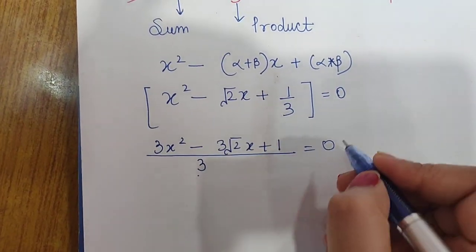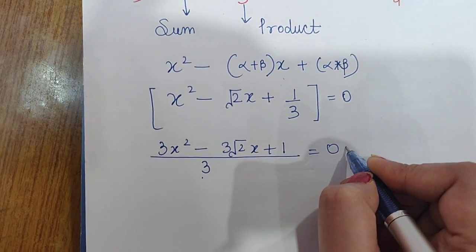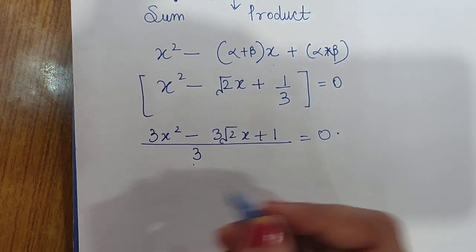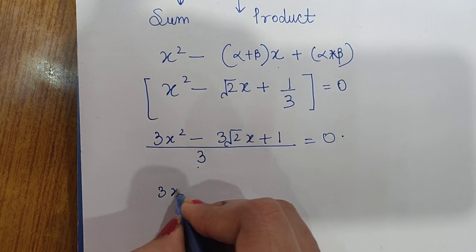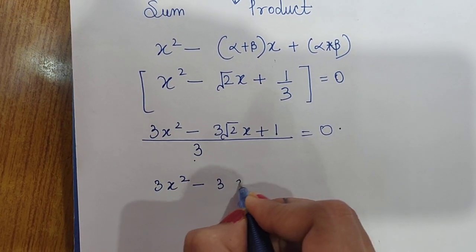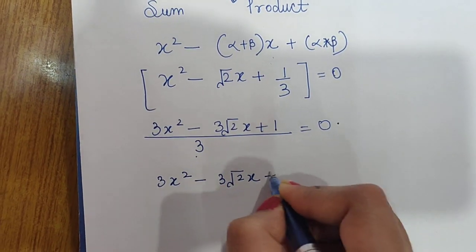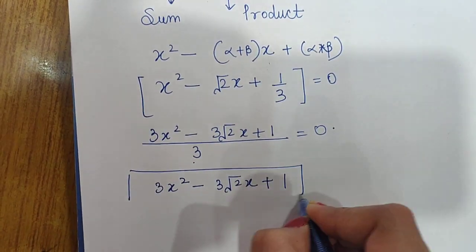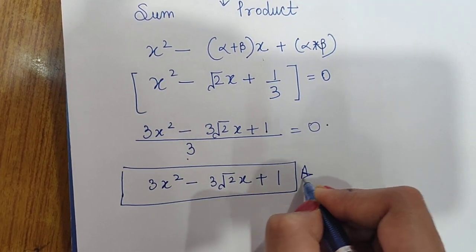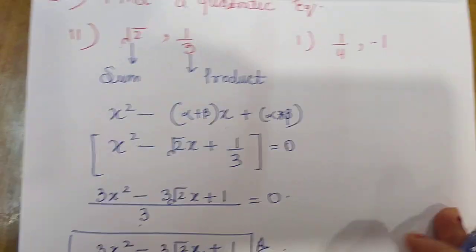Now we will shift this 3 here into multiplication because this is in divide. So this will again become 0. So the polynomial will be 3x square minus 3 root 2 x plus 1. So this is the final answer. Clear? Now you come to the next one.